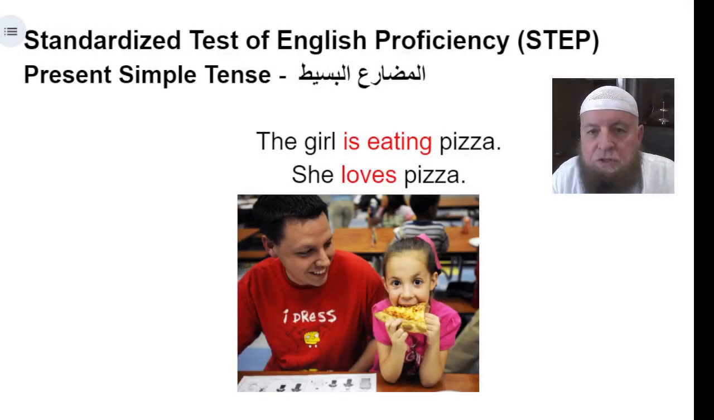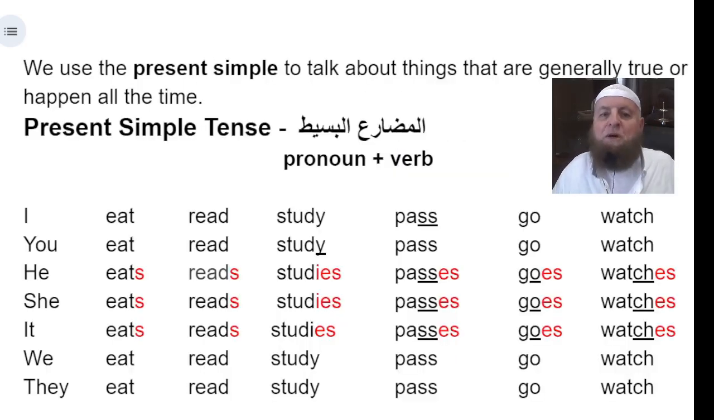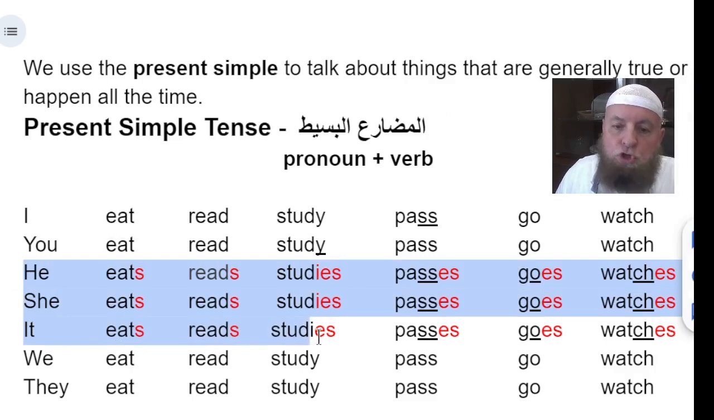Use the present tense to talk about repeated actions, actions which are habits, and also things that are generally true. In the example, we said the girl loves the pizza because she always, every day, repeatedly loves eating pizza. We also said that we make the present simple tense using the pronoun I, you, he, she, it, we, or they with the verb.